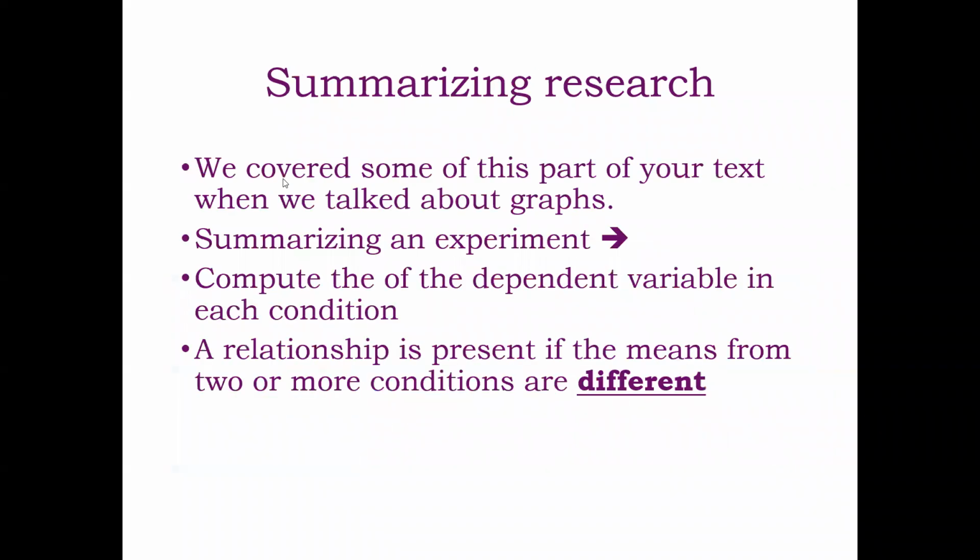Okay, so now I'm going to talk briefly about summarizing research. And we've talked about a lot of this when we talked about graphs last topic. To summarize an experiment, you want to compute the mean, a measure of central tendency, of the dependent variable in each condition. All right. For example, we'll be coming back to this example frequently over this semester. A lot of people think that violent video games cause people to be more aggressive in real life.